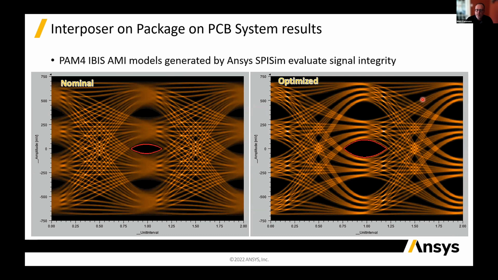And this can even be taken out to the system level output, such as an eye diagram. So here we're looking at a PAM4 output. This is actually using the NextSim time domain circuit simulator coupled to the HFSS results for the system, and showing your optimized system eye diagram output at the end of the simulation flow.